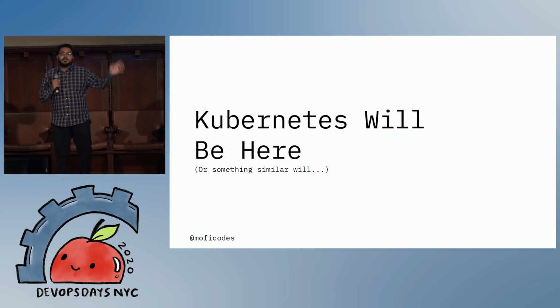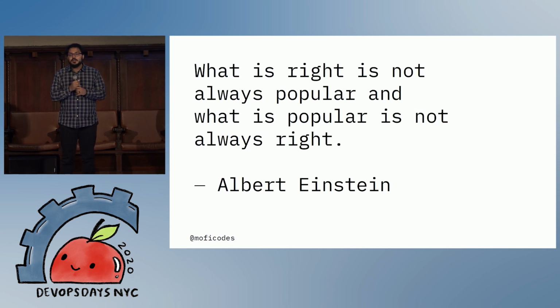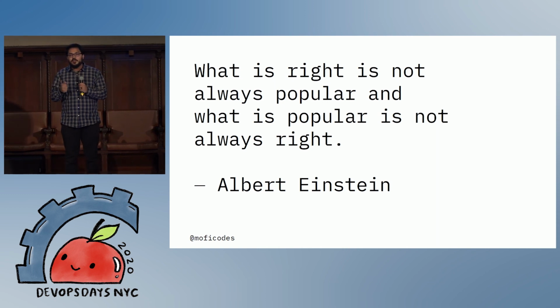But once you have done all your homework and you understand Kubernetes is the solution, Kubernetes will be here, or something similar will. It's just an implementation detail. In 5 years, we might not even have something like Kubernetes because technology changes all the time. But the practices you learn will be here. To end, I would like to use this quote from Albert Einstein. What is right is not always popular, and what is popular is not always right.